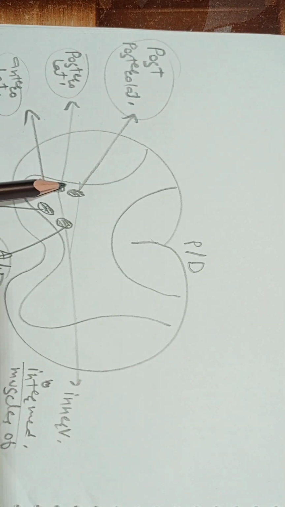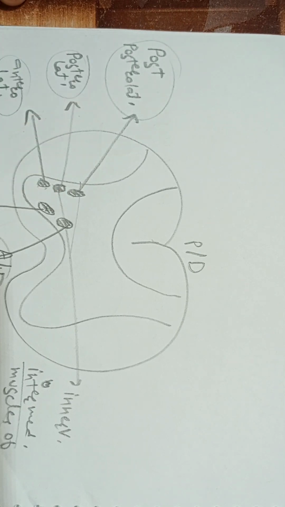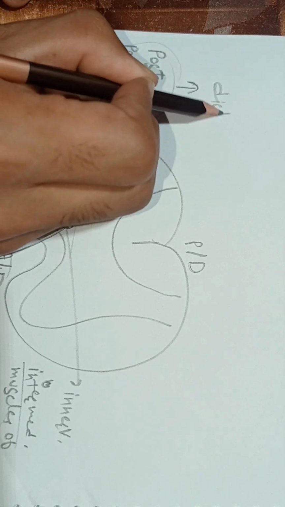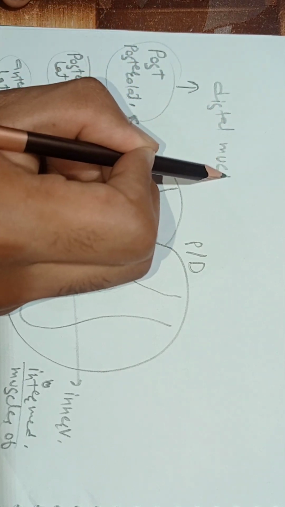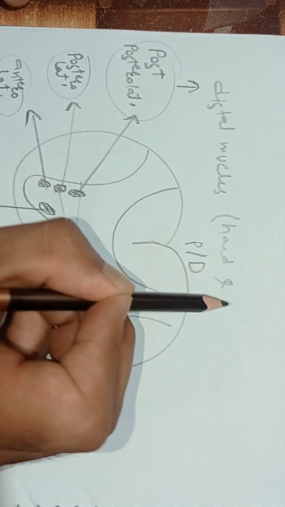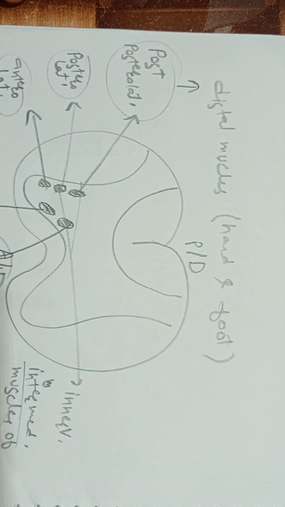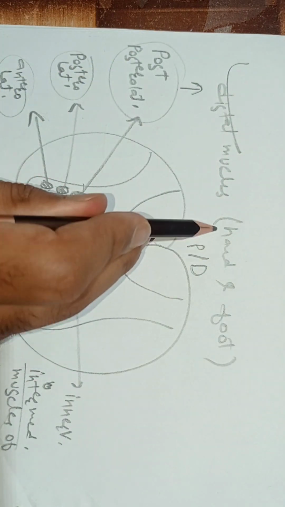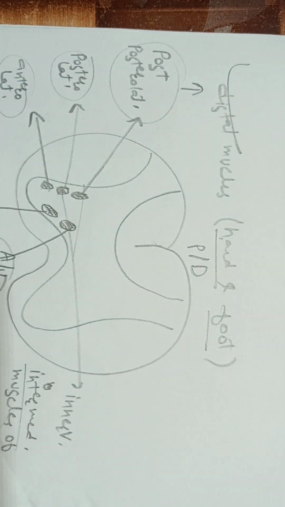Now we talk about the post-posterolateral nuclei. This nucleus innervates distal muscles. What are those distal muscles? Those are the muscles of hand and foot. Or we can say it innervates distal segments. Distal segments include the hand in the upper limb and the foot in the lower limb.